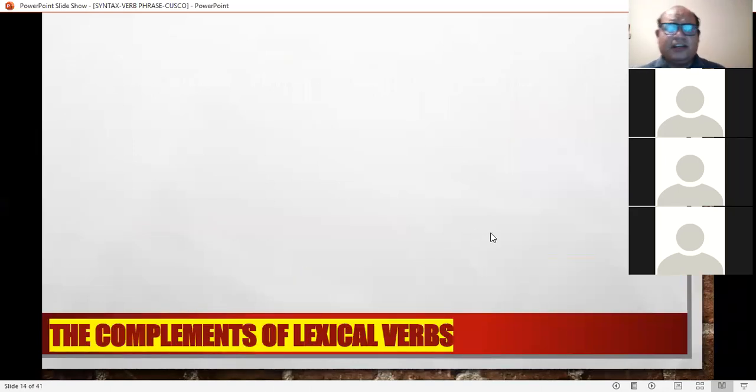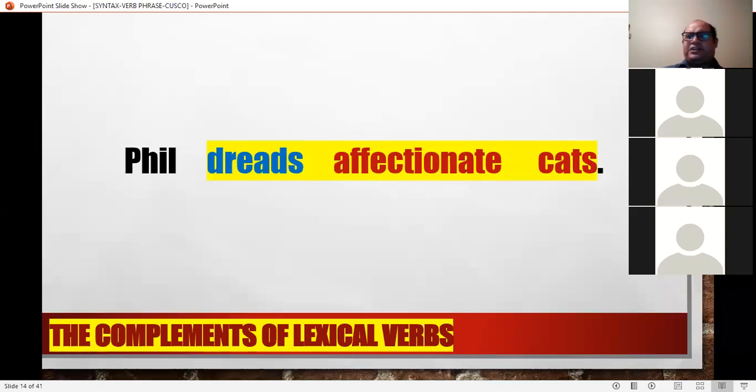Okay, now, let's pass to the other one. So we talked about the verb phrase, the lexical, how we are going to have these words, the different categories. And now we are going to pass to some complements that the lexical verbs have. All right? So let's see it. The complements of lexical verbs. What is next? After the lexical verb, what are we going to have? Let's see this example.